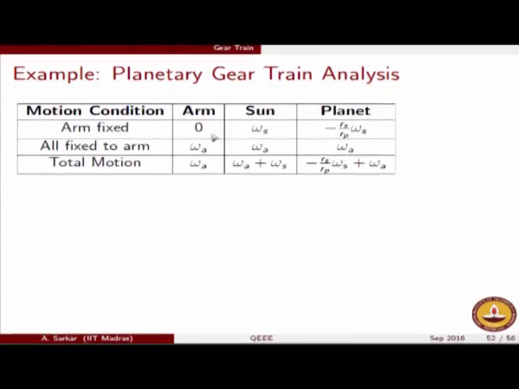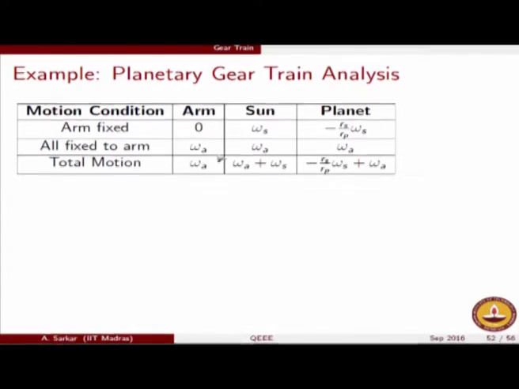So we know what is the motion of each of these links when the arm is fixed. In the next case, what we wish to do is see what happens when every component is fixed to the arm. When every component is fixed to the arm, it has identical motion as the arm itself. So the arm has a motion of omega a, let's say. Then you will have the sun also moving at omega a, and the planet also moving at omega a.